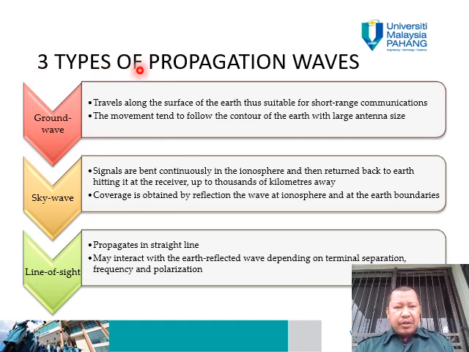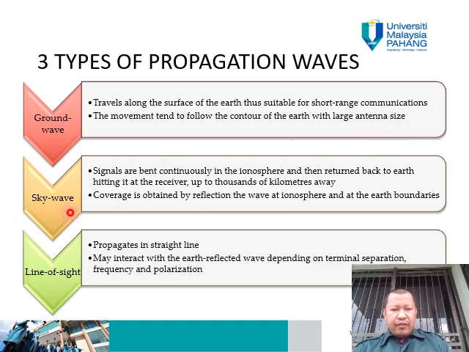Okay, next. There are three types of propagation wave involved in this communication. First is ground wave, second is sky wave, third is line of sight. So what is ground wave? Ground waves travel along the surface of the earth, thus suitable for short-range communication. So ground is related to the surface of the earth. The movement tends to follow the contour of the earth with large antenna size.